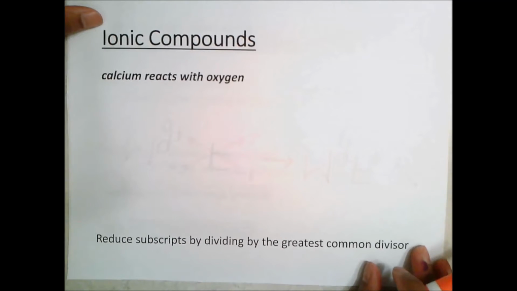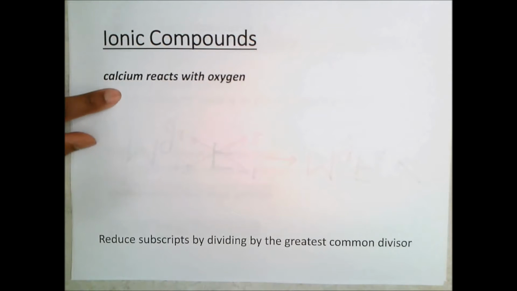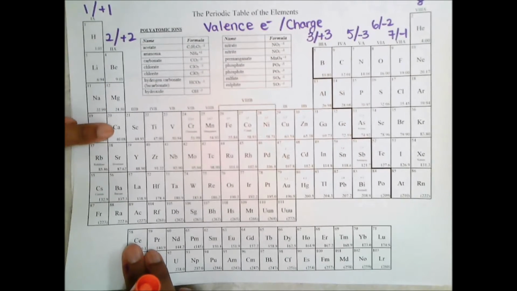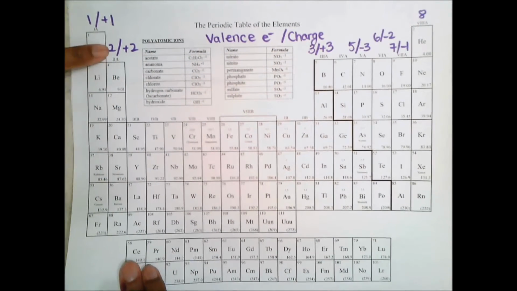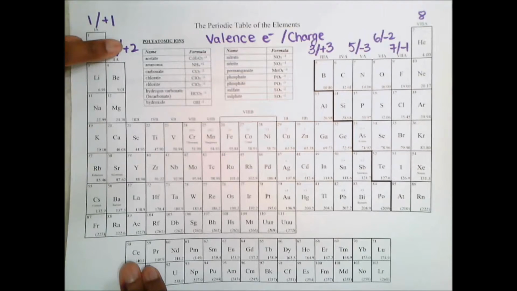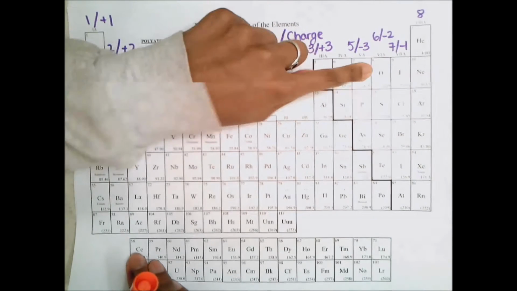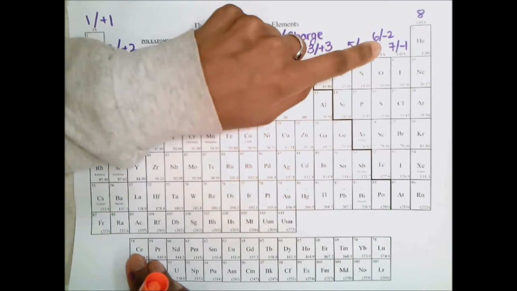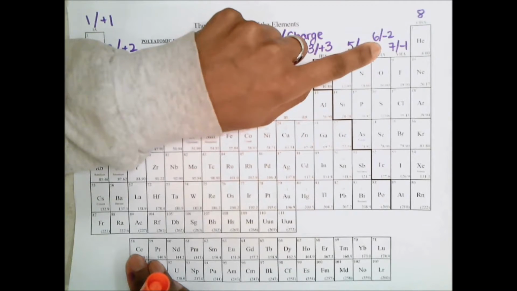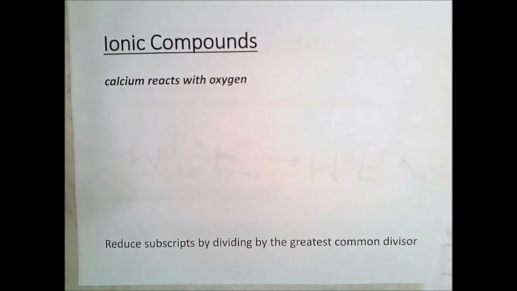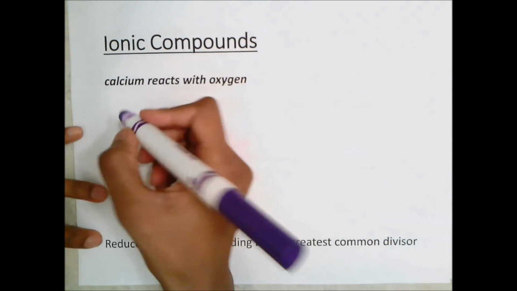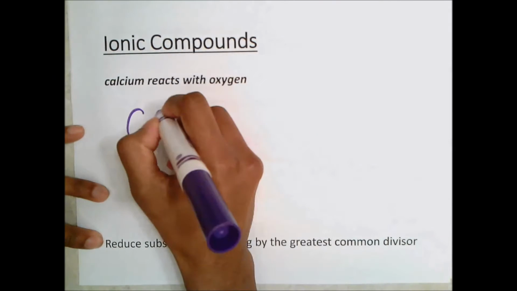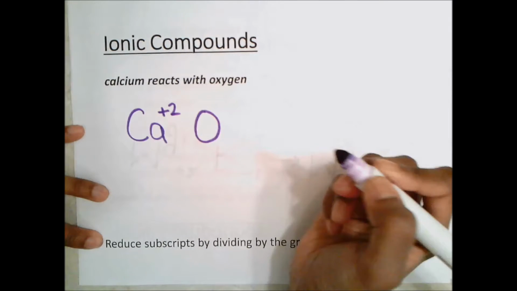Let's try another one again. So calcium reacts with oxygen. So you're going to find calcium. Calcium is in the 2nd column. It has 2 valence electrons, so it should have a +2 charge. And oxygen has 6 valence electrons, and it should have a charge of -2 because it's easy to add 2 to make 8. So first step is writing out the symbols. And oxygen is an O. So calcium should have a +2 and oxygen should have a -2.